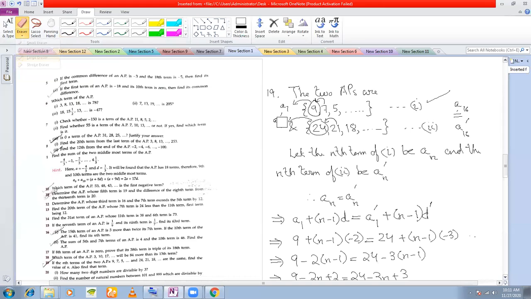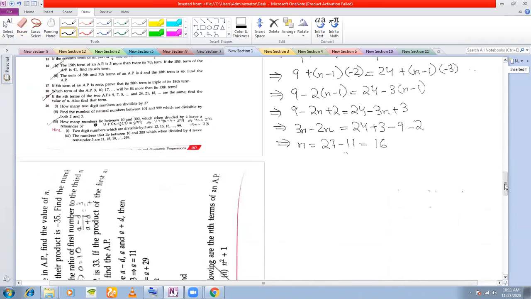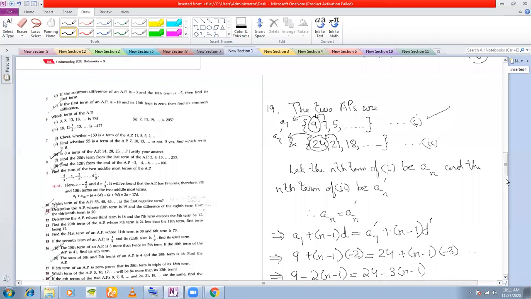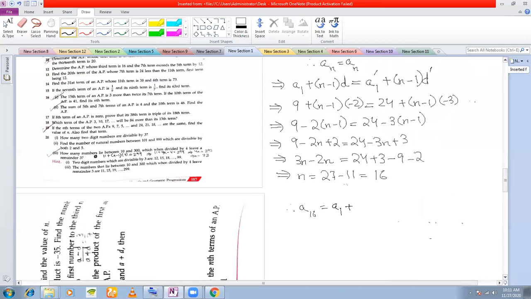Now the next part of the question states that not only do you have to find out which term, but you have to say it is equal to what. The question is also find that term. So what is A16? Look at the first AP. A16 is A1 plus 16 minus 1 into D. So this is A1 plus 15D.